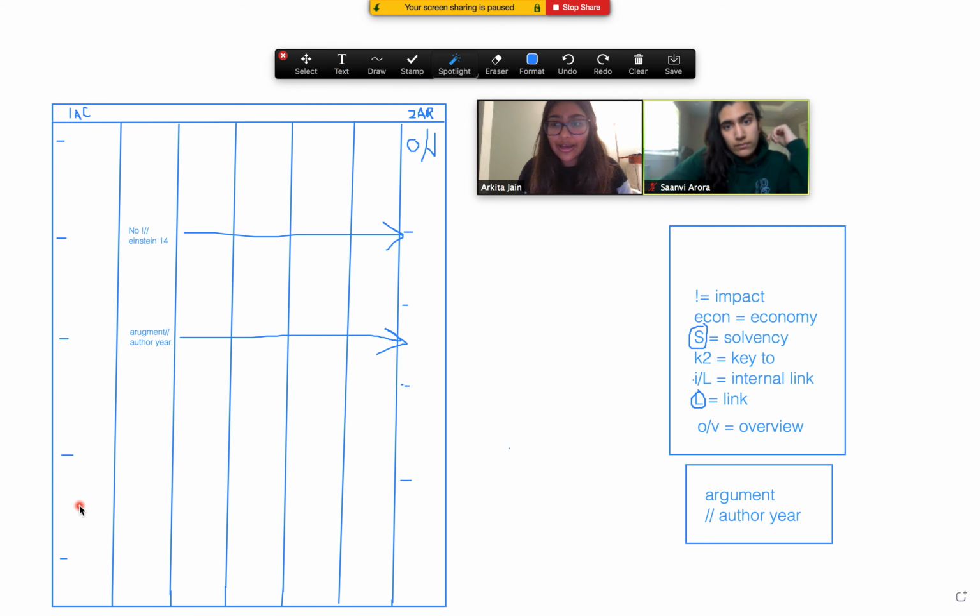For the next speech, usually it starts in the later constructive, and for all rebuttals, you have overviews. And it's always a good idea to start your overviews at the top of your flow paper. That's what the O/V sign means.